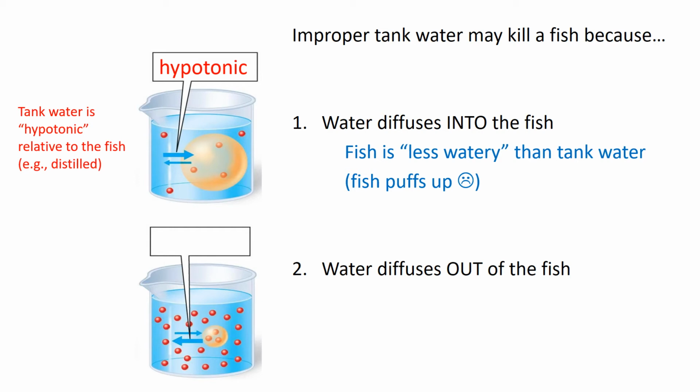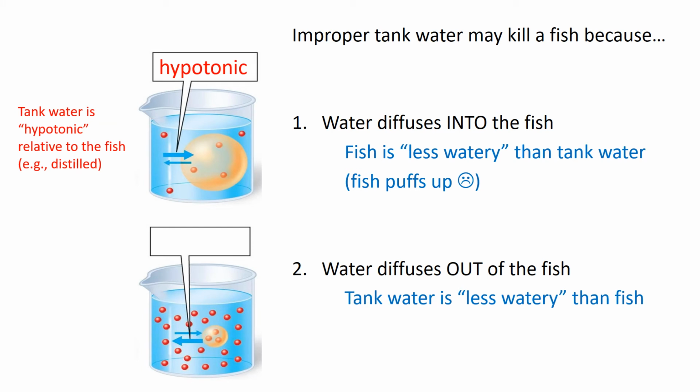Now let's turn our attention to the bottom of the screen. This is the opposite situation in which water is diffusing out of the fish at a faster pace than it's diffusing in. So you can see the blue arrows. The bigger arrow is pointing out of the fish. And this golden ball representing the fish has shrunk.